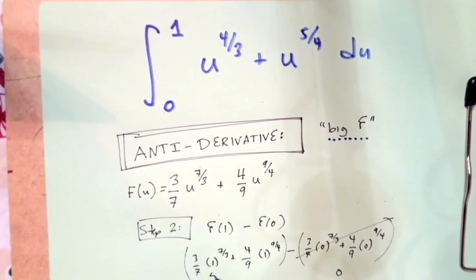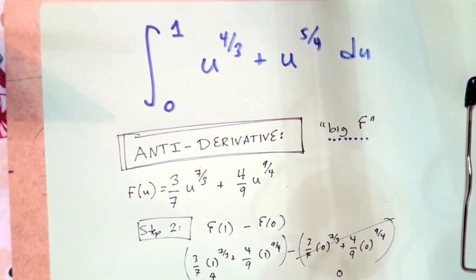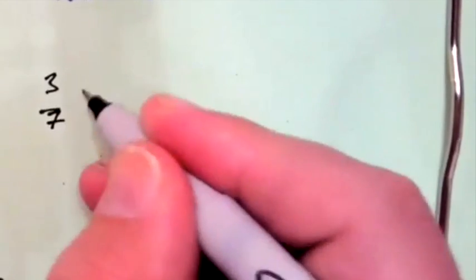And then check this out. 1 to the 7/3 is 1, which is 1 times anything, whatever we multiplied by. 4/9 times 1 here is 4/9. So this answer becomes 3/7 plus 4/9.